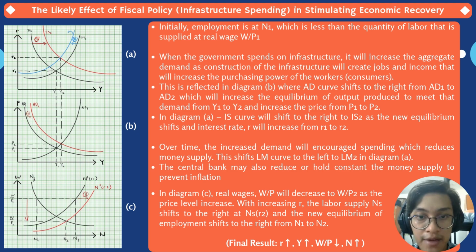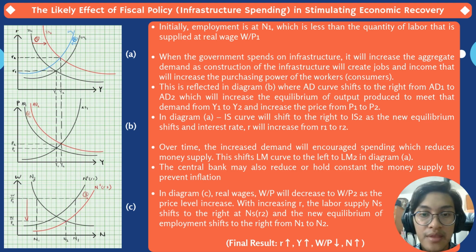This is reflected in diagram B, where the AD curve shifts to the right to AD2, and this increases the equilibrium output produced to meet that demand from Y1 to Y2, and the price increases from P1 to P2. In diagram A, the IS curve will shift to the right to IS2 as a new equilibrium, and the interest rate R will increase from R1 to R2.